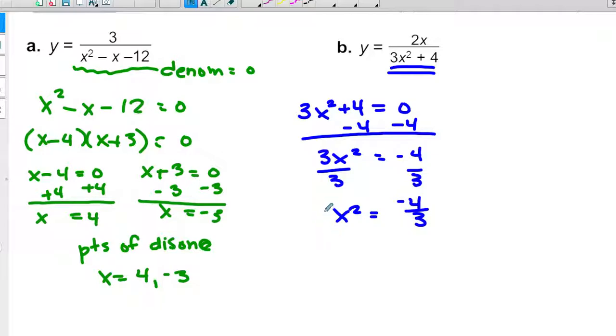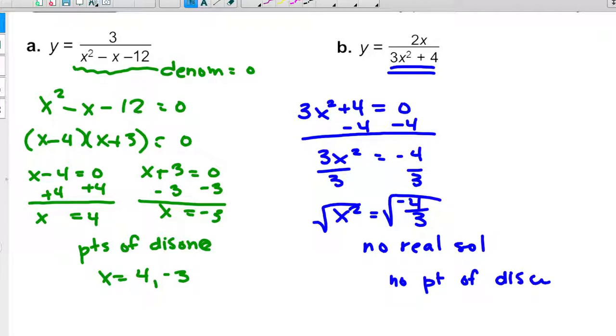And right about now, you should be getting a tingling sensation. Something doesn't seem right. When we take the square root of both sides, what happens when you take the square root of a negative? You end up with an imaginary number. So this one, there is no real solution, so there is no point of discontinuity, right? So if when you break it down, there's no real solution, then there's no point of discontinuity. All right, let's take a look at this second example. But before we do that, let's take a look at a few images from your book.